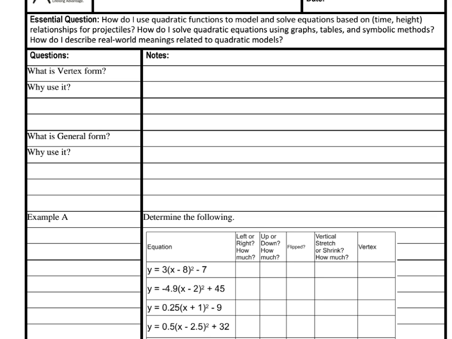So vertex form: y equals plus or minus a times x plus or minus h squared plus or minus k. If we have a negative out front of the a value, it flips the graph over the x-axis. If a is greater than 1, it's a stretch. If a is less than 1, it's a shrink.